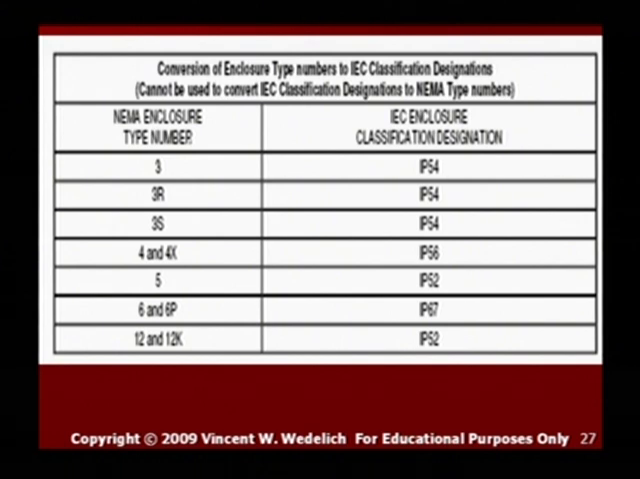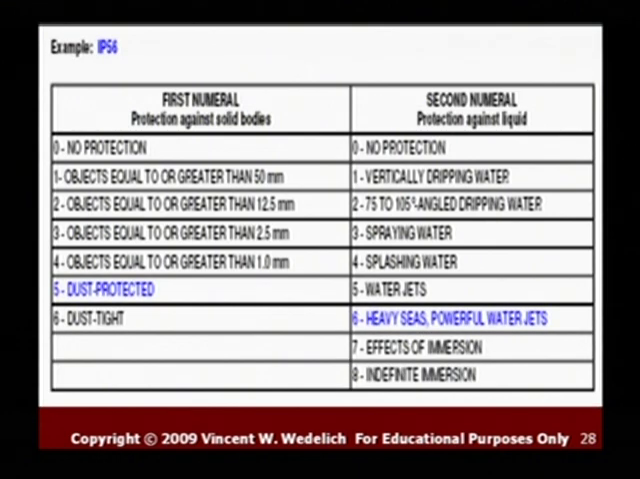So, you know, some local inspectors will allow it, but you need to be aware that when you do buy a manufacturer's box and you're trying to follow a specification, you make sure that the box is rated exactly what the specification calls for. And here's an example we were talking about. The example is an IP56. So the first digit is dust protected, and the second digit is heavy seas, powerful water jets.